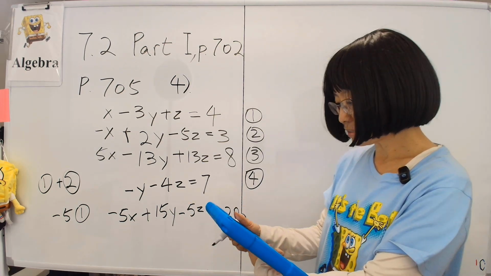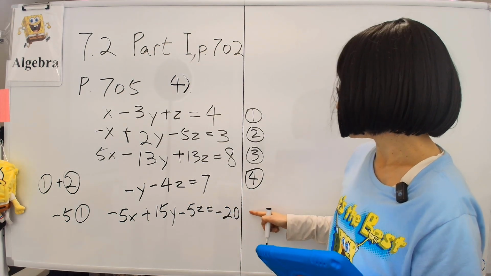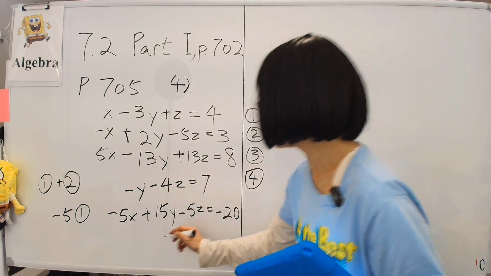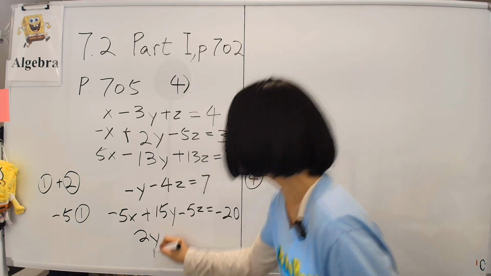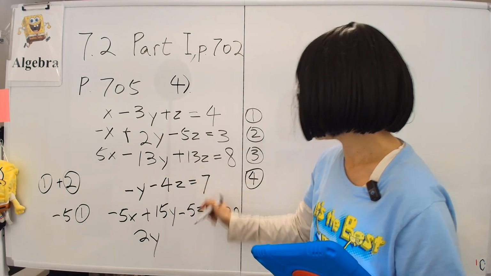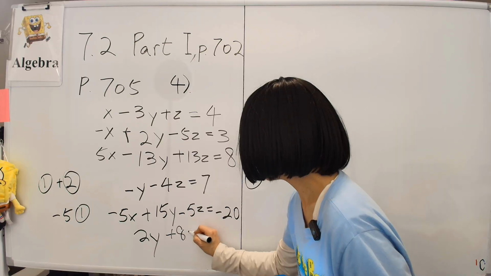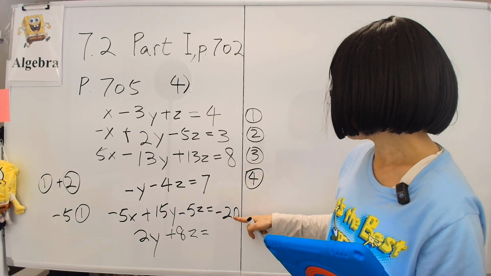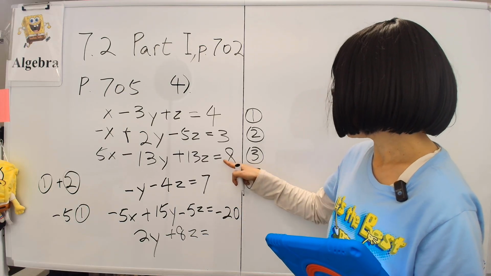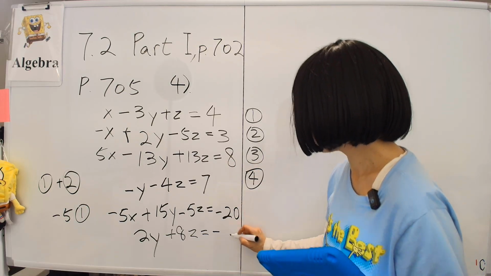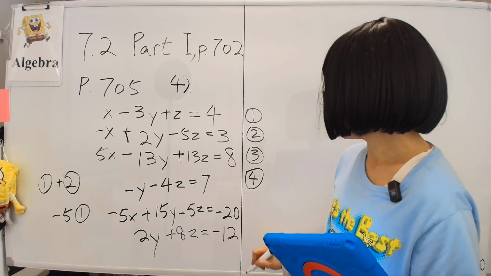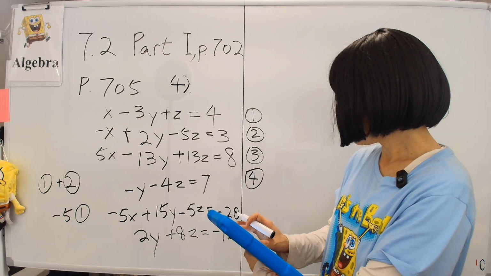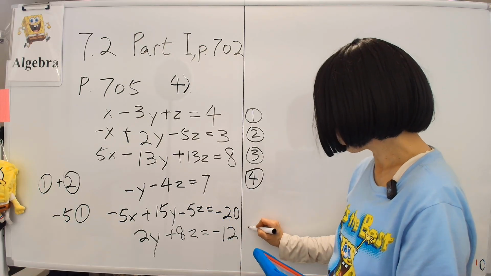And then we'll add this to equation 3. To add this to equation 3, the minus 5x will disappear. We have plus 15 minus 13, that's 2y. And then minus 5 plus 13, that's plus 8z. And that equals, what are we doing again? This plus this, right? Yeah. So that would be minus 20 plus 8, minus 12. Okay, does this have a name? Let's check. 2y plus 8z equals minus 12, we'll call this equation 5.